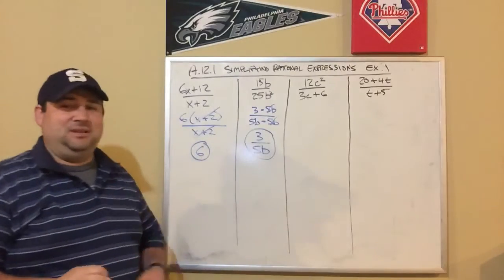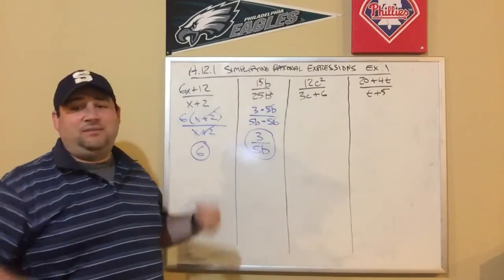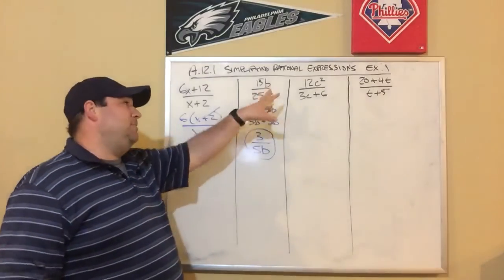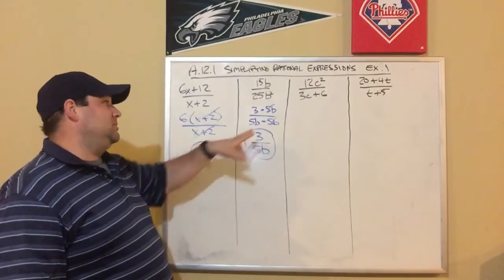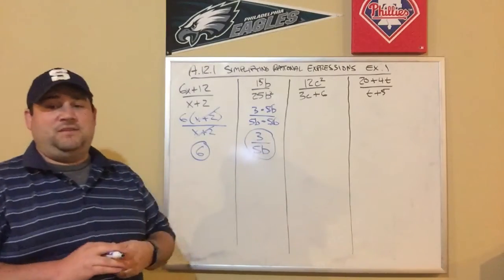That step isn't really necessary on a problem like this. You can just look at it. All right, 15 and 25, I can divide out a 5. b and b squared, I can divide out a b. So when I take out a 5 and a b, I end up with 3 up here. On the bottom, I end up with 5b.